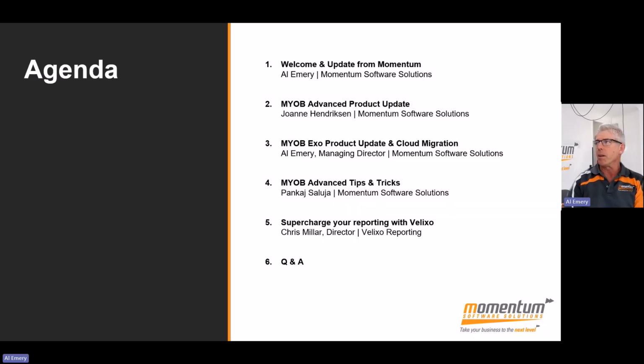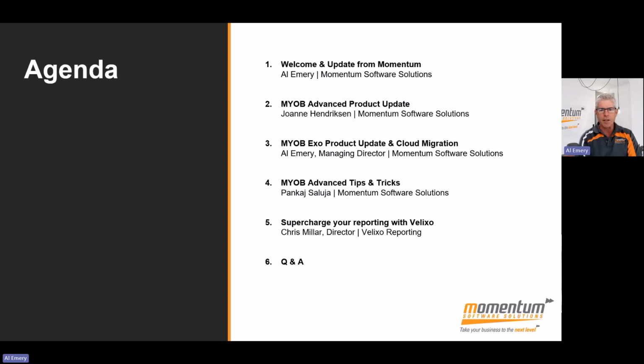We're going to be having a product update with Joe, one of our senior consultants. I'll be covering an EXO product update and talking about the options to migrate from EXO to Advanced for those businesses that are thinking about doing that. Then we've got some further tips and tricks on using MYOB Advanced by Pankaj. And then lastly, but not least, we have Chris Miller from Velixo. He's going to be showing you how you can supercharge your reporting and budgeting and various other things using their fantastic Excel-based BI solution.